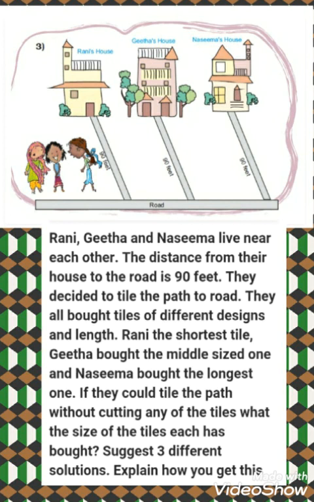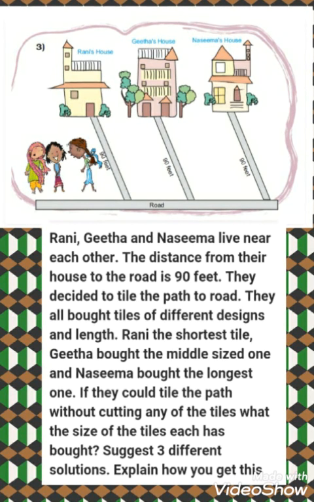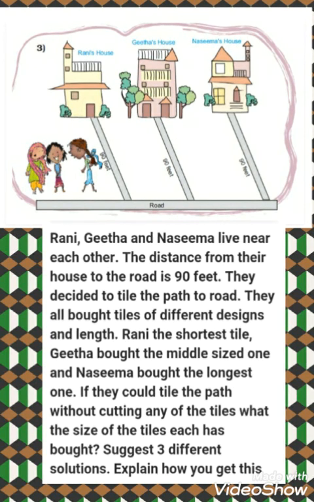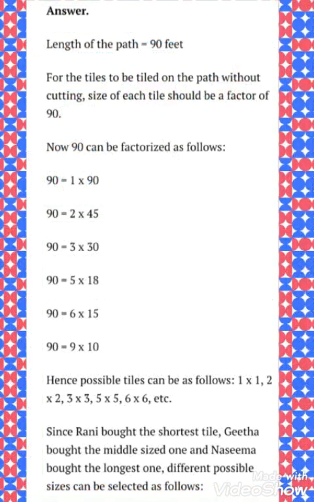Now you can, at home in the rough copy, find out as many solutions as you want, because this question can have many solutions. Here I will show only 3 different ways in which they can tile the path. We have here a 90 feet length of path. This we are getting from the question itself.